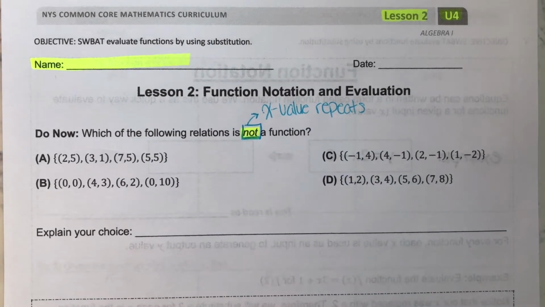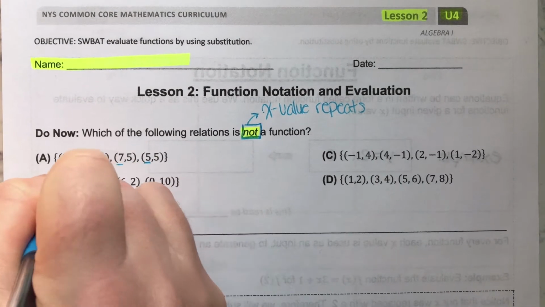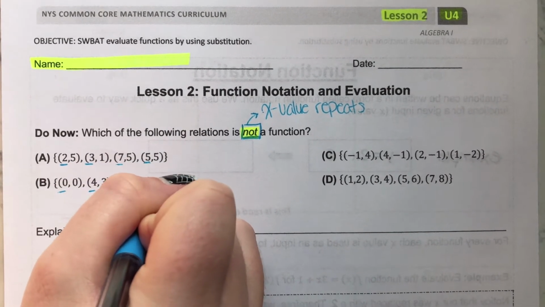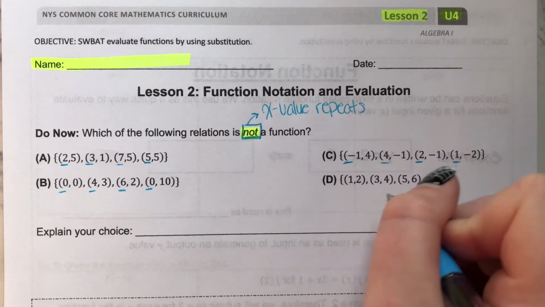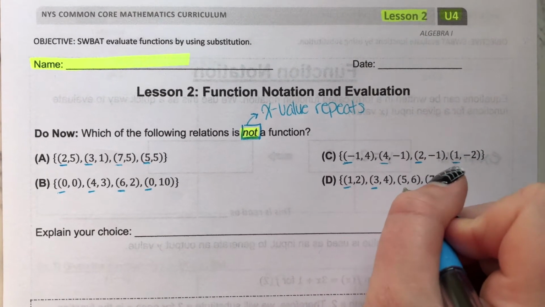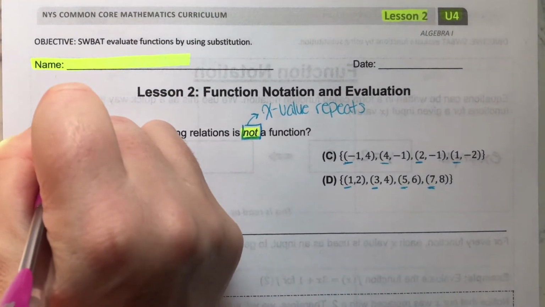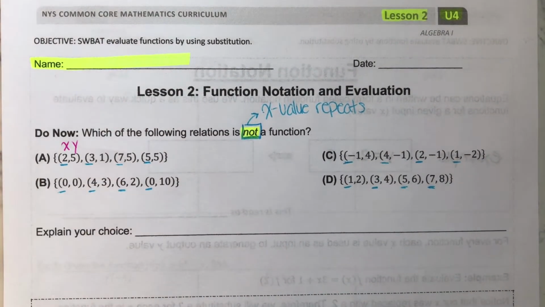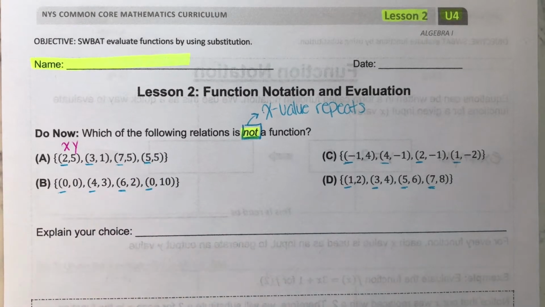All right, so as I look at all my answer choices, I'm just gonna go ahead and underline all my x values in choices A, B, C, and D. I know that all of these are coordinates, x, y. So again, I know that x comes first, y comes second. So x would be that first value in every choice. All right, so here we go.